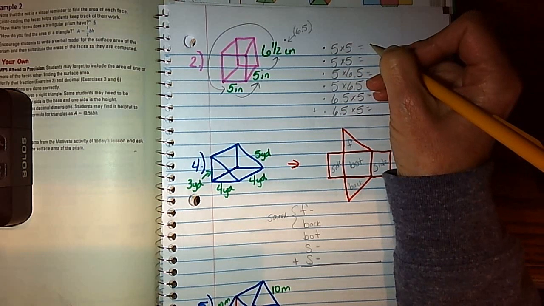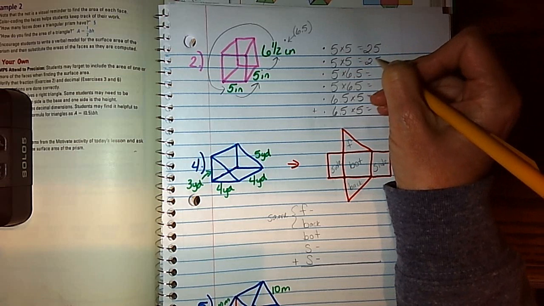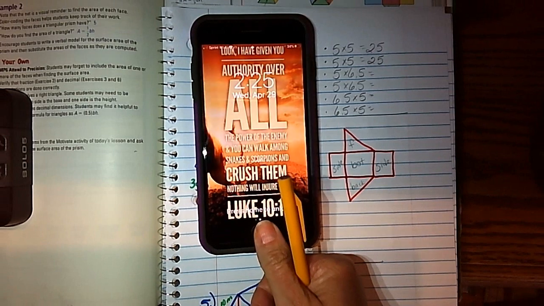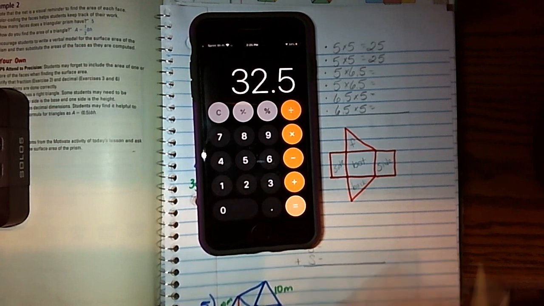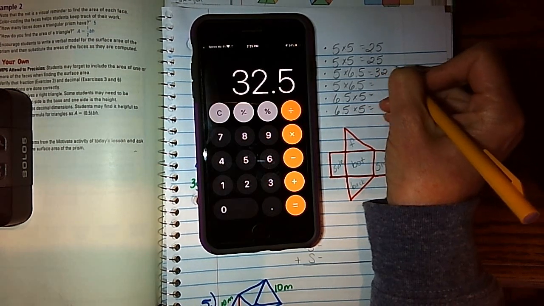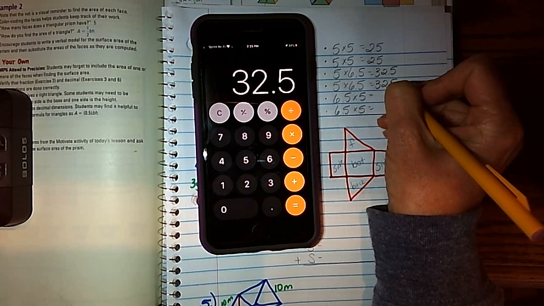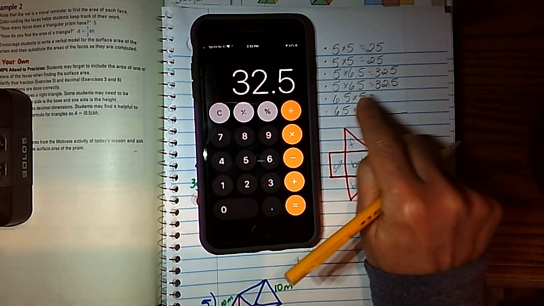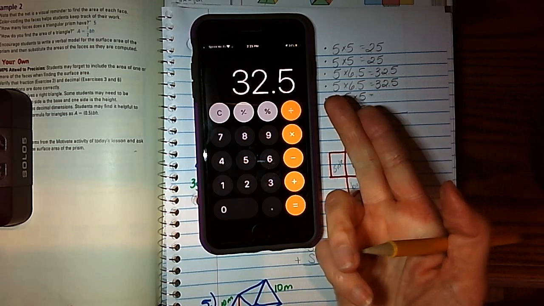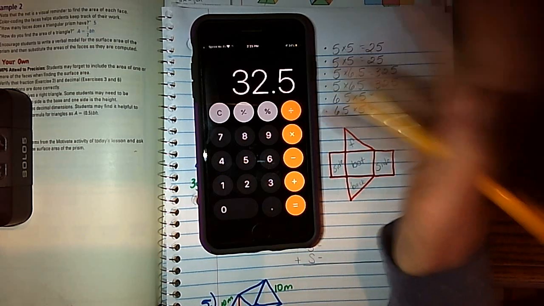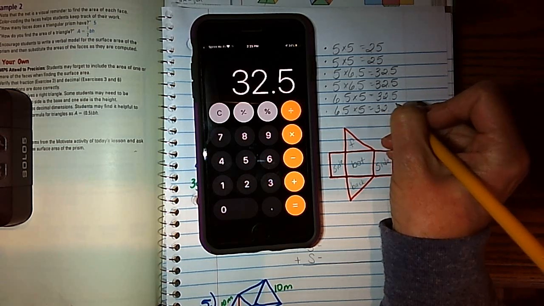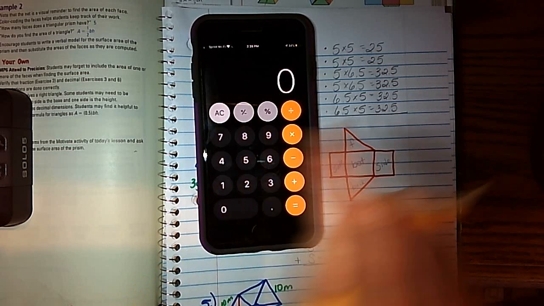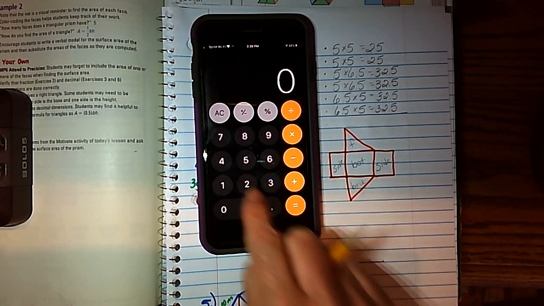5 times 5, that's an easy one. 5 times 6.5. Let's just use our calculator. 32.5. And this is basically the same thing, except we just flip-flopped our numbers, used the commutative property. So this is also going to be 32.5, 32.5. Now all we have to do is add up all those numbers.